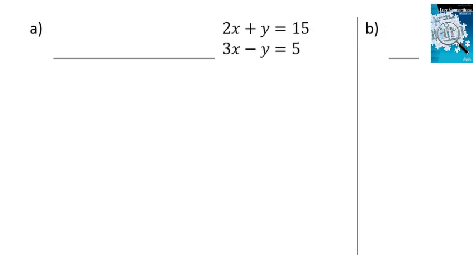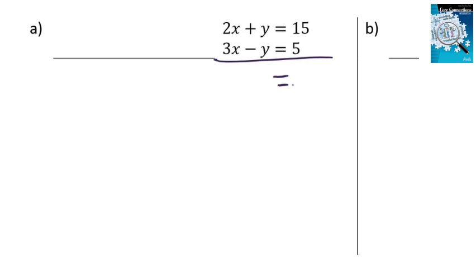So let's look at part A first. For this particular system, as I'm looking at it, it's a prime candidate for elimination because, as we can see, the y's are already set up. So remember, an equation says that the left and the right-hand side are equal. The left and right-hand side of the top equation are equal, and the left and right-hand side of the bottom equation are equal. So I'm essentially adding equal things to equal things, and I get a new equation.